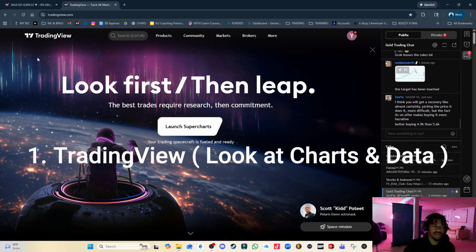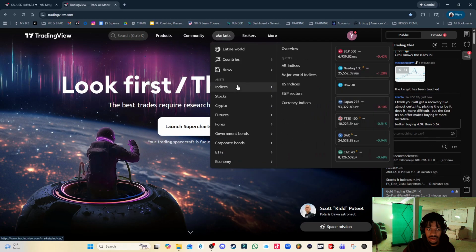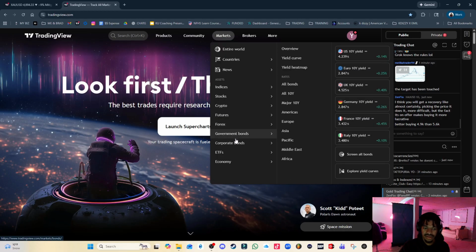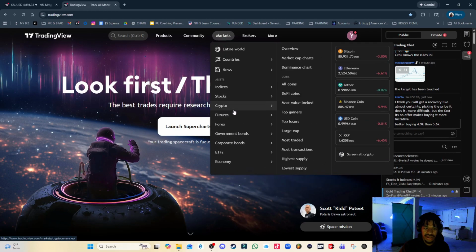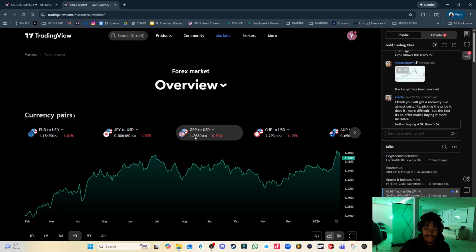So this is the first website. It's called TradingView. Honestly, the only thing I look at is markets. These are all the different assets that you can look at: stocks, indices, cryptos, futures, forex, bonds, ETFs. All these things you can actually look at charts and read data.